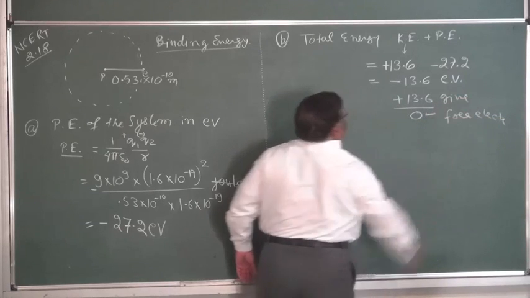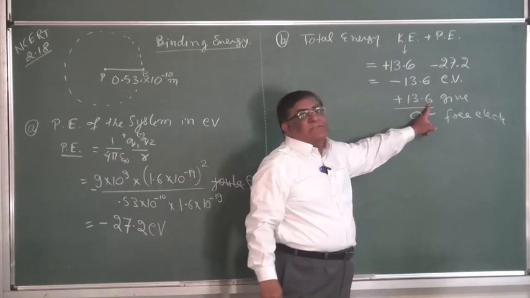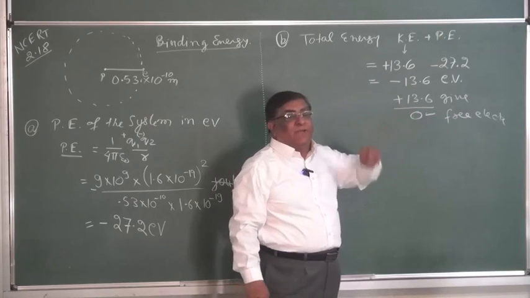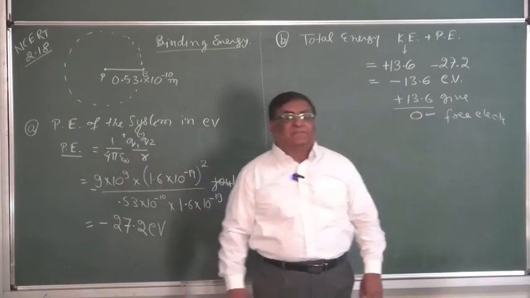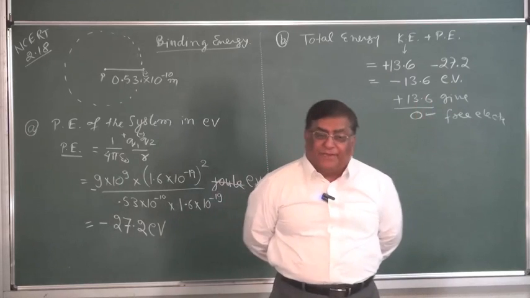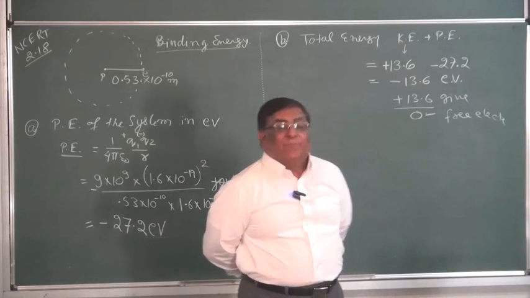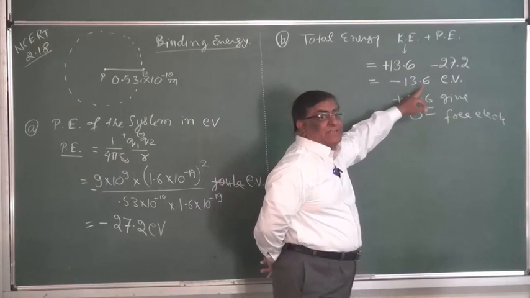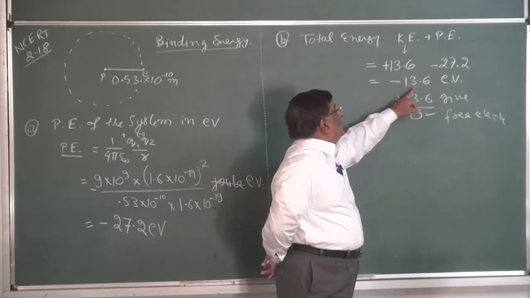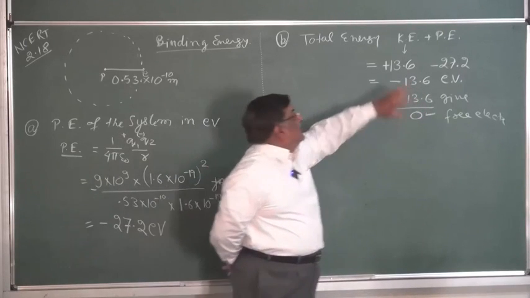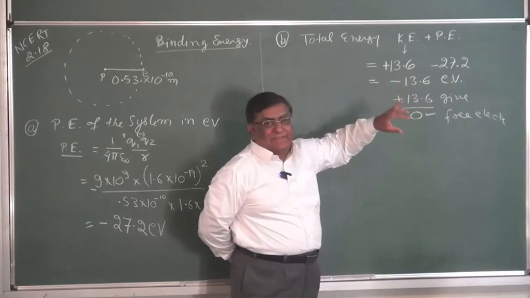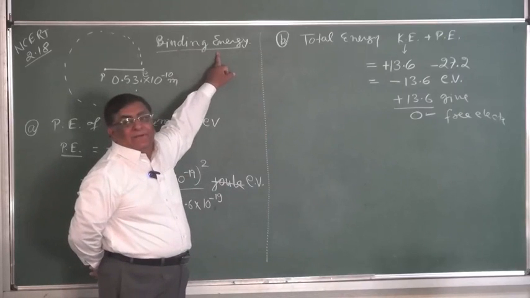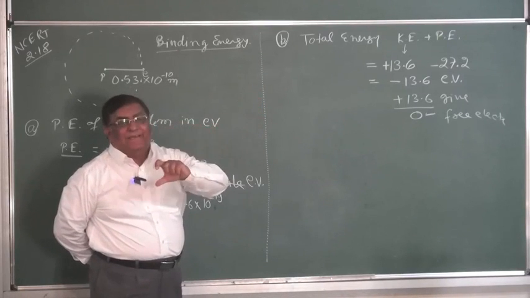So how much energy should I give? 13.6. Then it will become a free electron, and with 0 energy, it can exist anywhere it likes. It can go to infinity, it will become free. So why was it making an orbit? Because it was having a loan of minus 13.6 negative energy. Because of this negative energy, it was making an orbit. So this energy was responsible for the orbiting system. That is why we call it binding energy. This is the energy which keeps it binding.